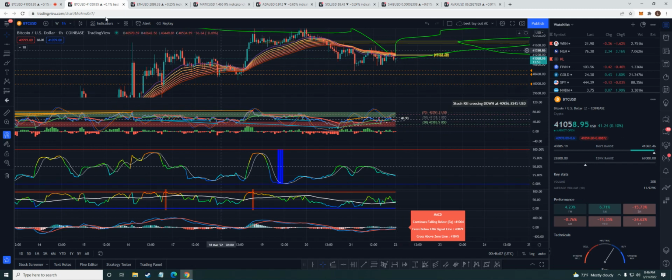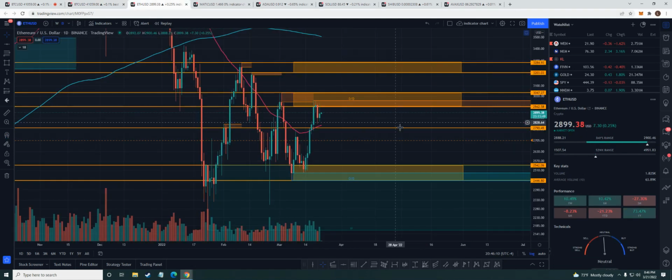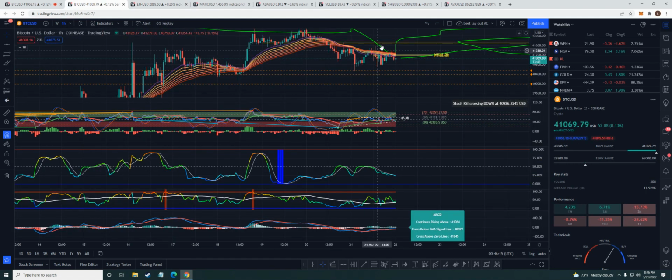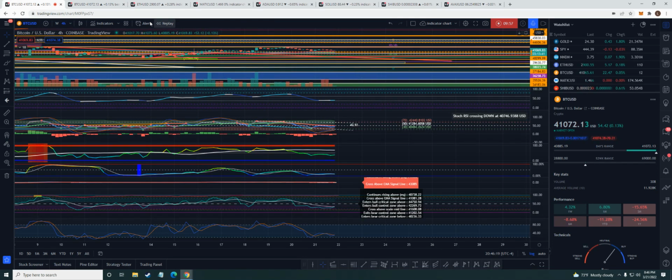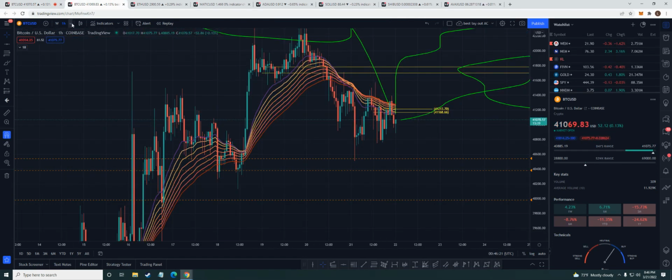So maybe just a little sideways until something comes up here. Right now, I'm not seeing much. Let's move on to Ethereum. So Bitcoin, guys, real quick before I head off this, actually, let me go back to the daily.